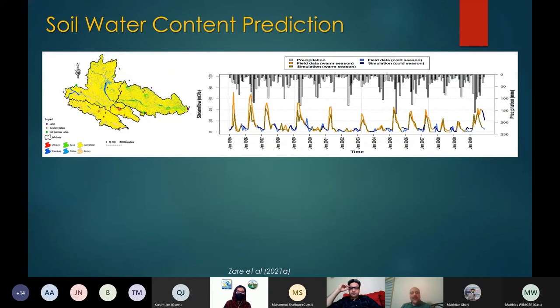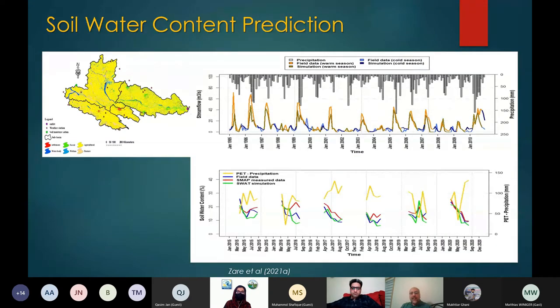The soil water content, and here I'm showing four different streams of data, yellow being potential evapotranspiration minus precipitation. And then blue is the field measured data. And then we have the SMAP measured data coming from NASA, and then his own prediction using the SWAT simulation. And what we are showing here is the spatial variability in water content from year to year. And I'm showing primarily the summer months, which is when agriculture is happening here.